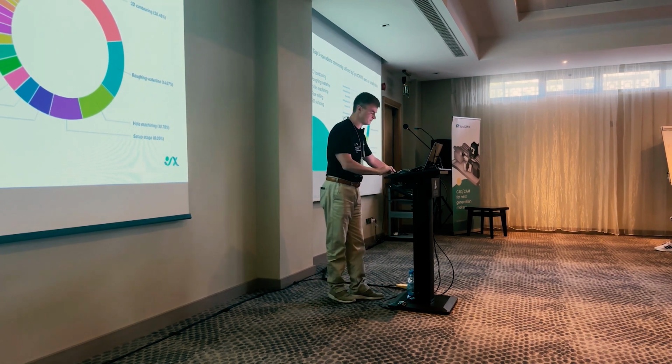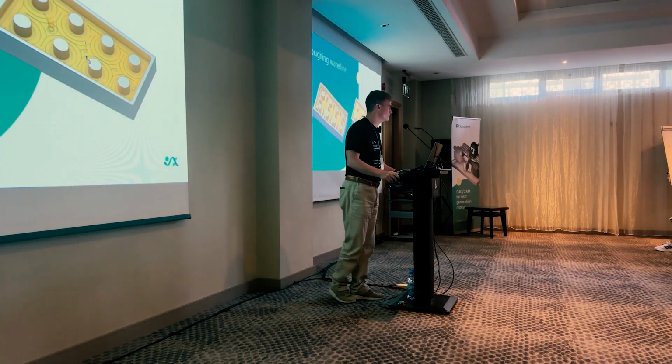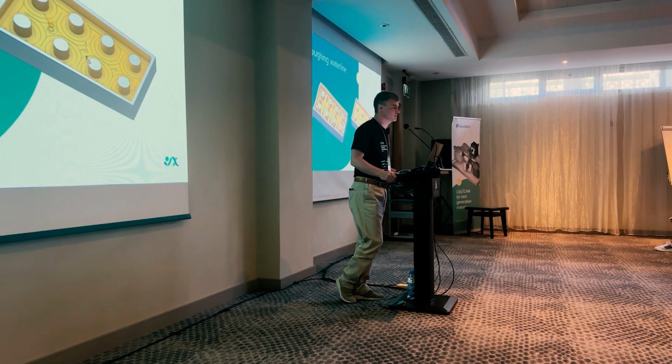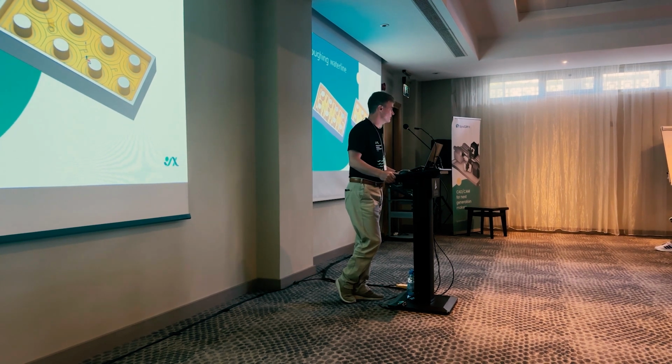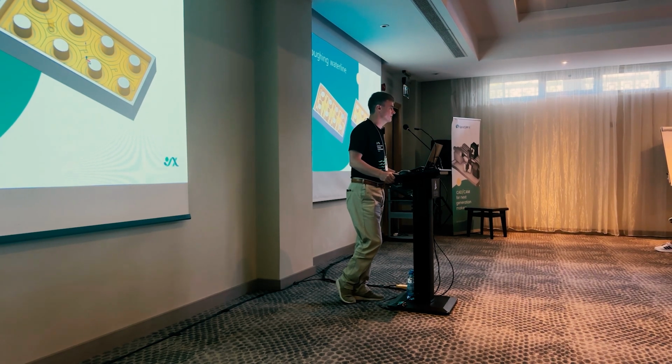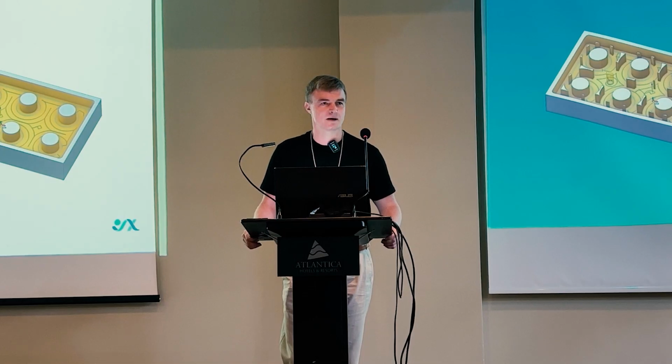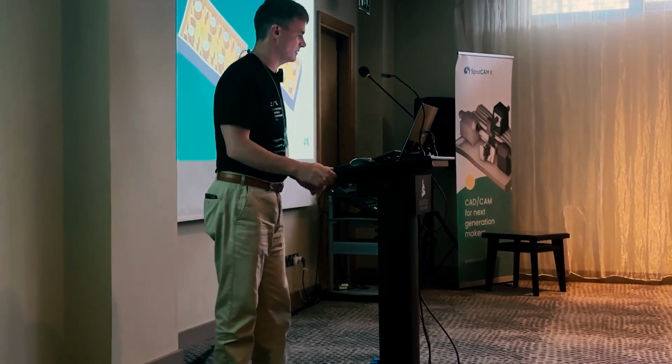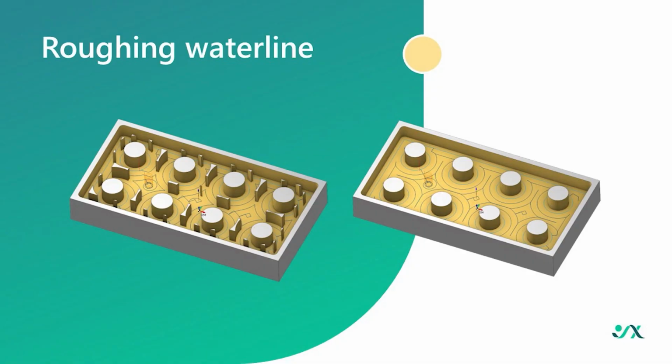Okay, the first feature I would like to demonstrate is the improvement in the roughing waterline. I think you know the problem that when the step is more than 50% of the tool diameter, we have unmachined areas. On the left side of the screen you can see what we had in version 16, and on the right side you can see what we have in version 17. Let me demonstrate it.